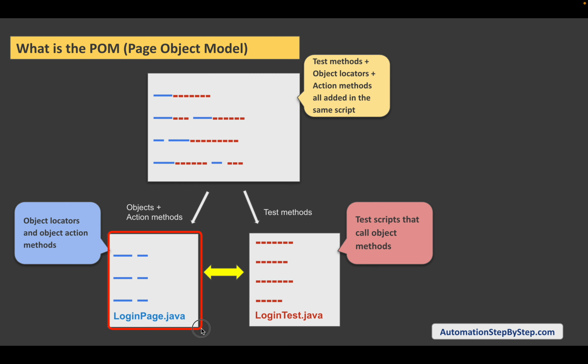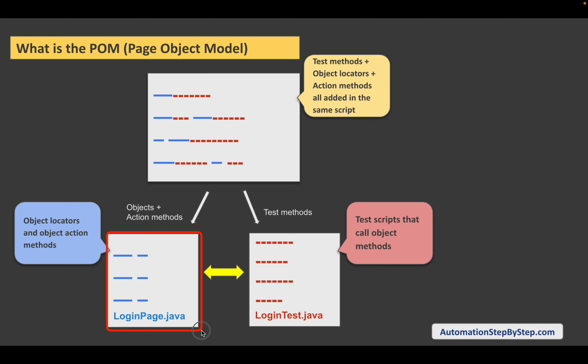Objects are stored separately, action methods are stored separately, and test scripts are stored separately. Now whenever any changes happen to any of the object or action methods, we just have to go to one particular place, that is the page class of that particular page, and we will just make the changes there, and it may be referred in 50 different test cases at 100 different places. We don't have to worry, we just have to make changes at a single place.